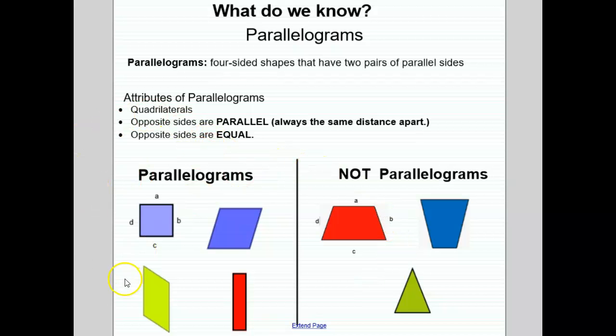You know that the shapes on this side are parallelograms because every single side has an opposite parallel side that faces the same direction and always stays the same distance apart. These are not parallelograms because these two shapes have one pair of parallel sides, like A and C are parallel, but D and B aren't. And for a shape to be classified as a parallelogram, it must have two pairs of parallel sides. This triangle is definitely not a parallelogram. Pause the video and write down why.